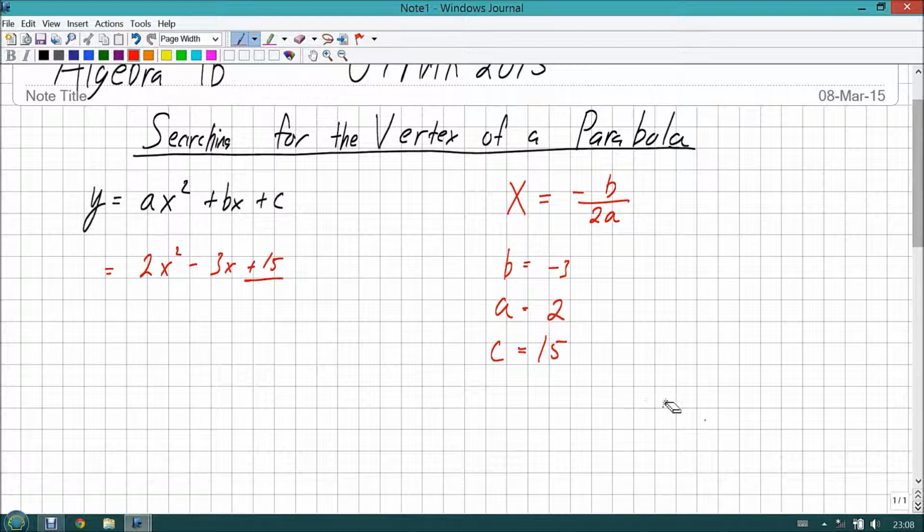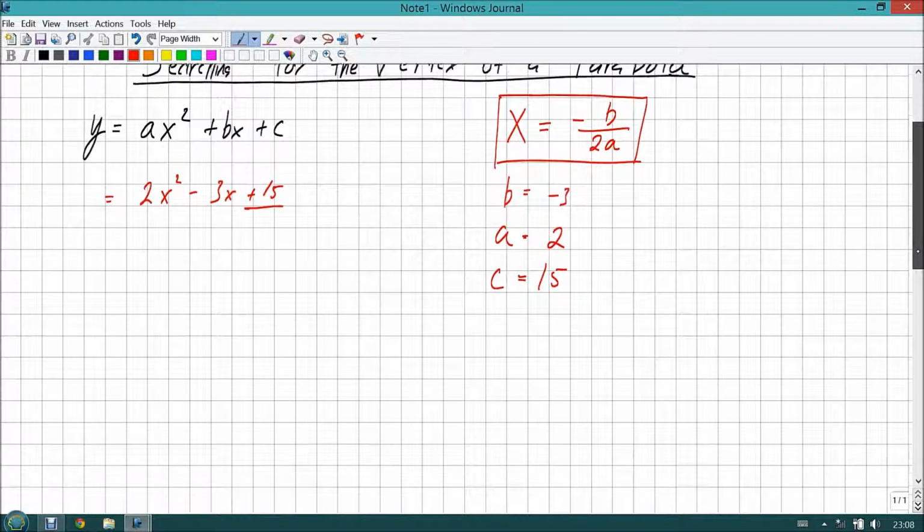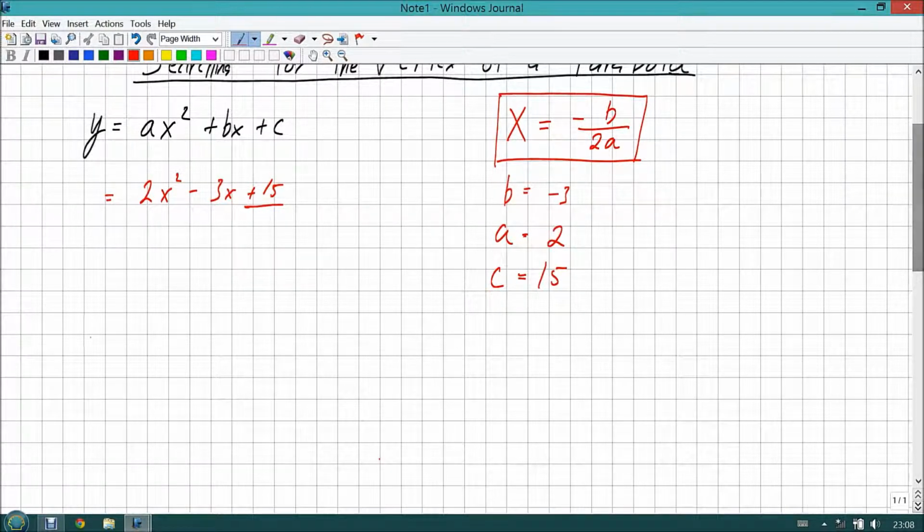Now when we're searching for the vertex of the parabola, we first find the x-coordinate using this really simple formula. Once we find the x-coordinate, we can find the y-coordinate. But first, let's look for the x-coordinate. We are given the equation y is equal to 2x squared minus 3x plus 15.